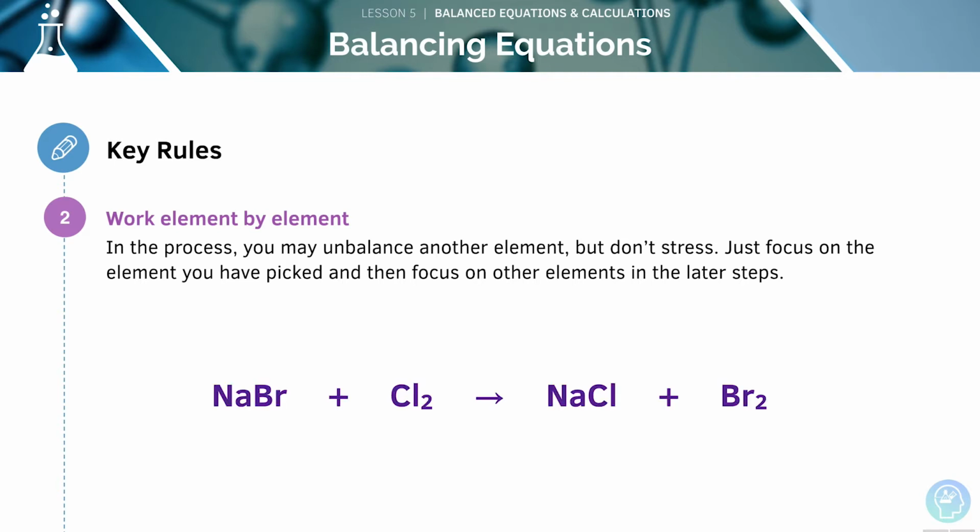Here, we could choose to balance the chlorine atoms. This means we would have to put a 2 in front of the sodium chloride. But this will unbalance the sodium atoms, as we can see here. This means we have to put a 2 in front of the sodium bromide as well. Inadvertently, we've also balanced the bromine atoms.